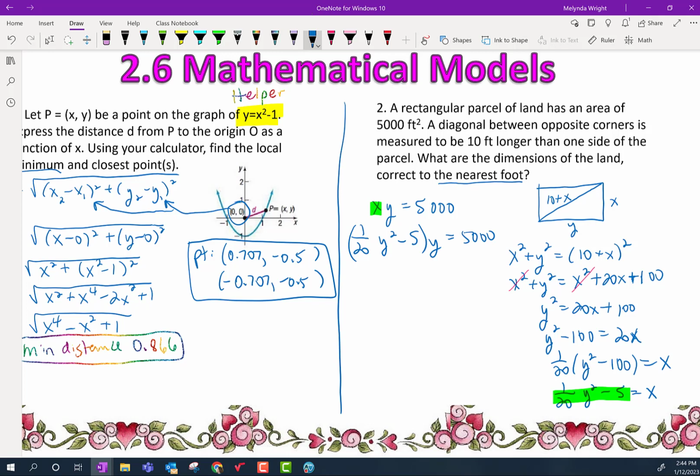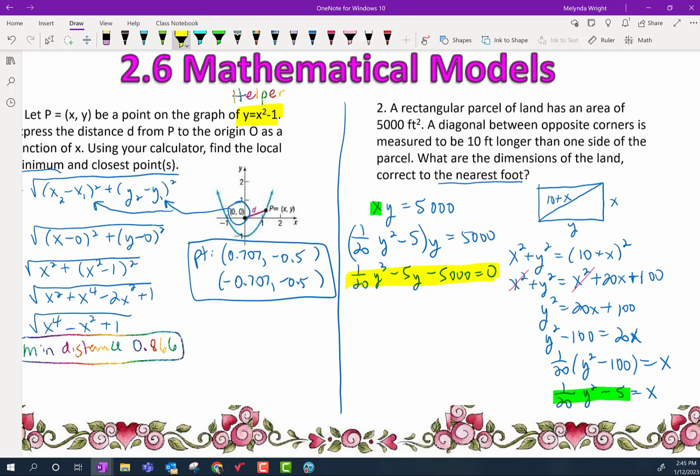So I'm going to distribute the y and move everything to one side. I've got 1/20 y cubed minus 5y, and I'm going to move the 5,000 over, equals 0. All right, so this is the equation I'm going to put in my calculator. This is the one that's going to help me find out what y is, and then I can in turn find out what x is.